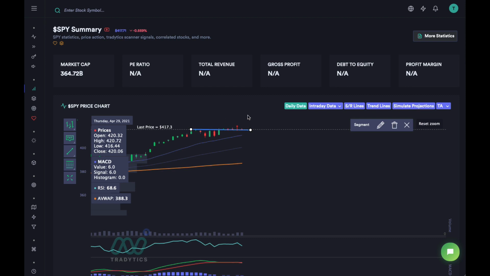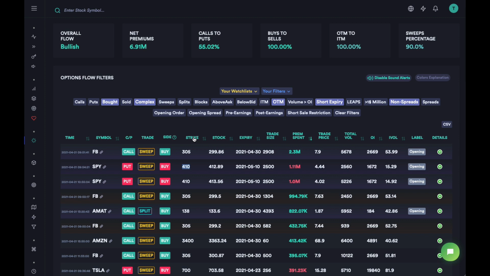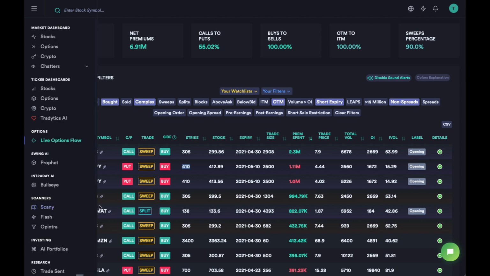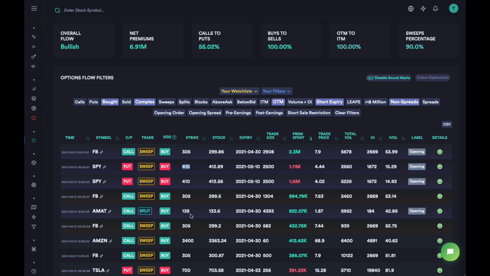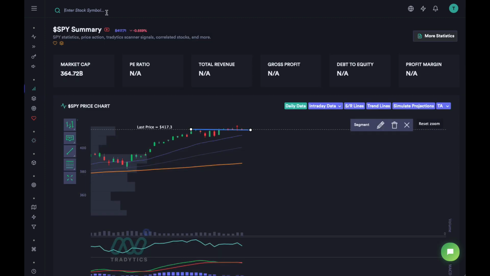So this was a swing setup that did not work, as many of these indices-based options flow setups. They don't really work well because most of them are just hedging. They are not directional plays. Now let's go to AMAT 133, and we have a strike of 138. I have no idea what happened to AMAT, so let's see.